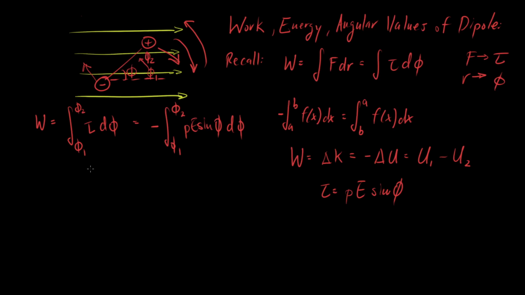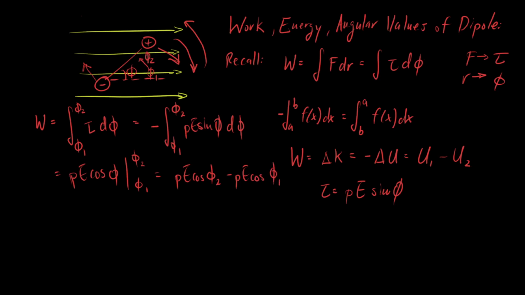And so now we can solve this. Using a bit of basic calculus, the integral of sine is negative cosine, and so this negative sign cancels out, which is quite nice. So we get PE cosine phi with bounds phi 2 and phi 1, which gets us to PE cosine phi 2 minus PE cosine phi 1.